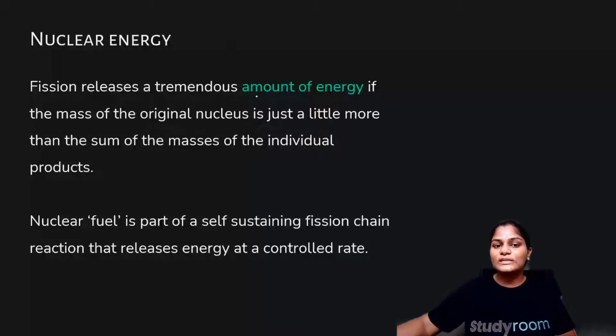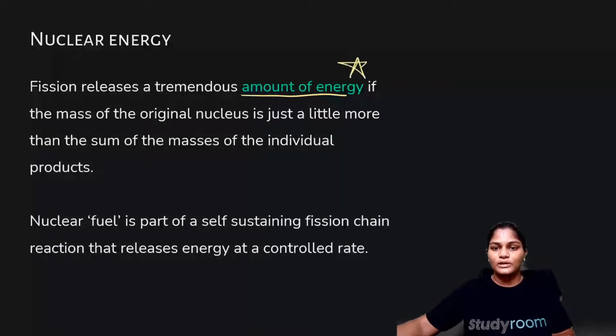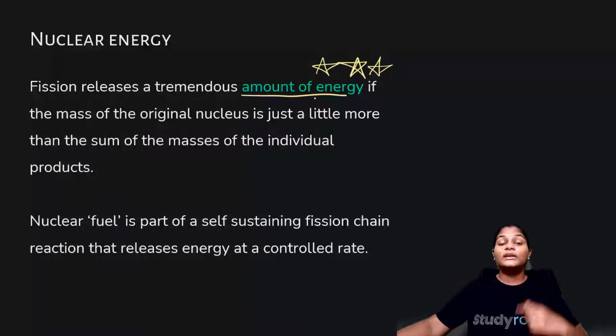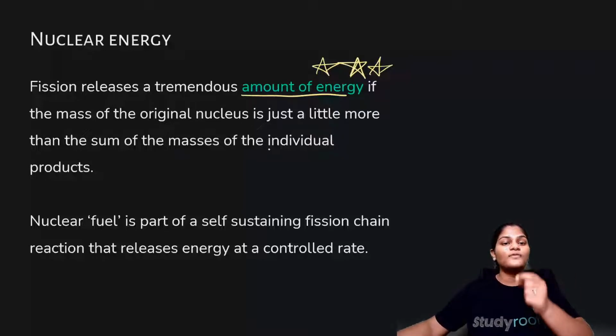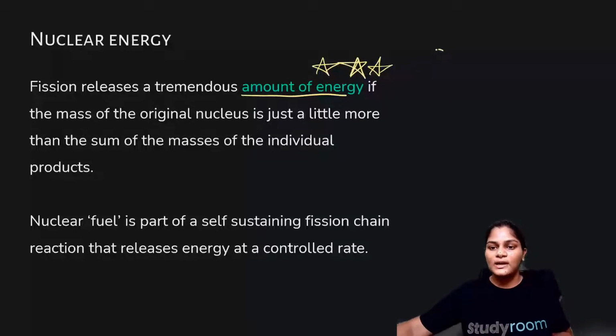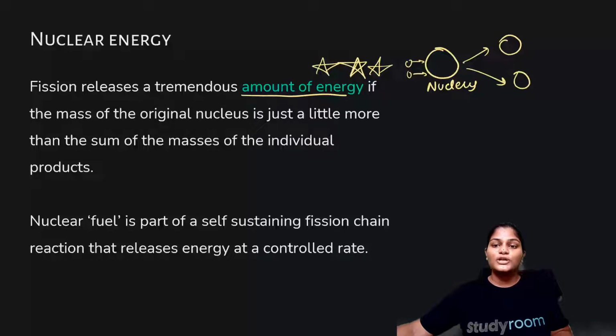So it says that fission releases tremendous amounts of energy if the mass, this is the condition. This is the condition for fission. Okay, the condition for release of great amounts of energy: if the mass of the original nucleus is just a little more than the sum of masses of individual products. What does that mean? If this is my original nucleus, target nucleus, after fission, after it is bombarded by neutrons, it breaks up into 2 nuclei. Say this has the mass capital M and these have the masses small m1 and small m2.